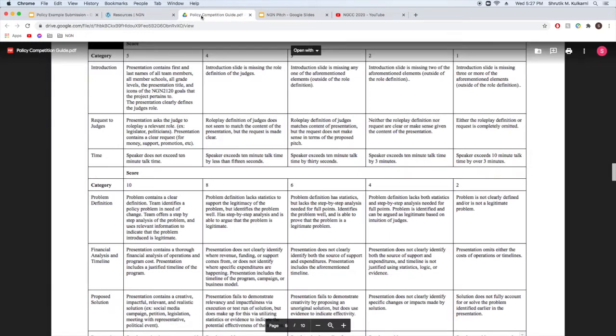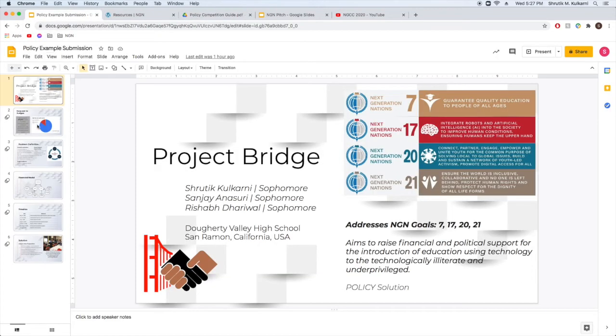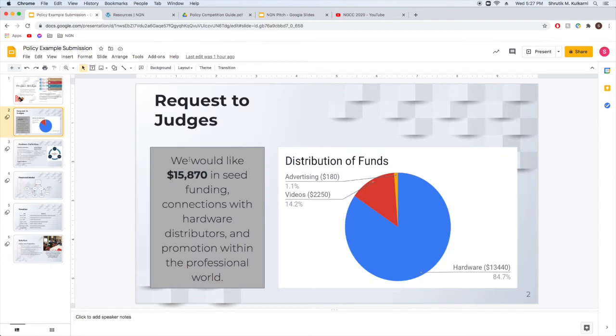Next up is the request to judges. So once again, this just needs to be a really clear example. You can actually combine the role definition and the request to judges in one slide, but as long as they're distinct and there, that's all that really matters. So here's the request to judges.